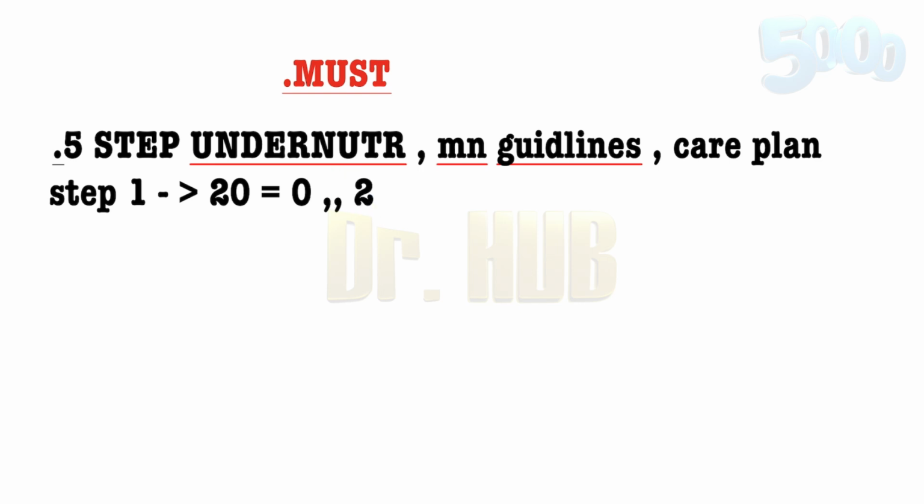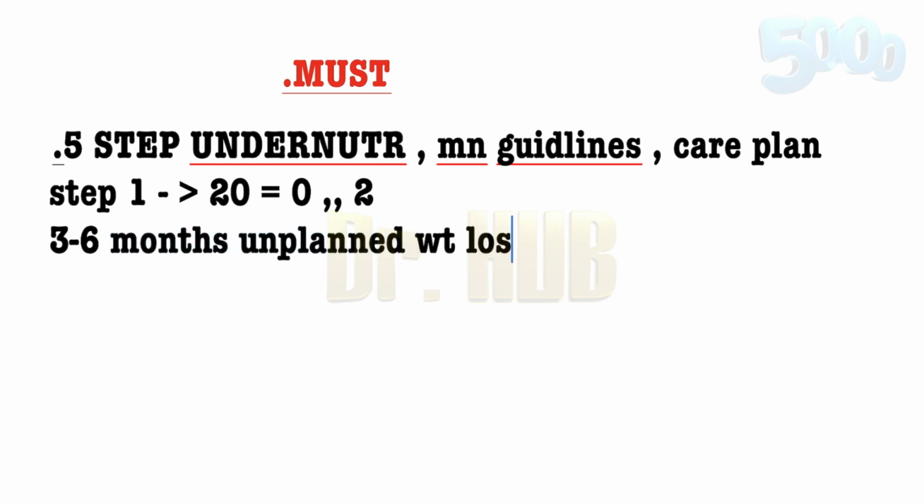Moving on with step 2: unplanned weight loss in the past 3 to 6 months. If it is less than 5 percent, it is 0. If it is 5 to 10 percent, it is going to be 1. And when you look at greater than 10 percent, it is going to be 2.